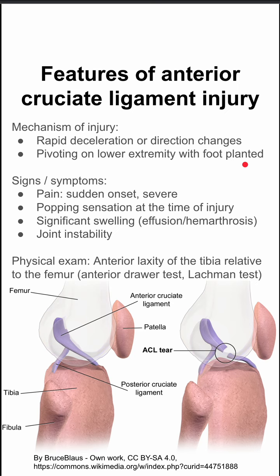On physical exam, there will be anterior laxity of the tibia relative to the femur, and you can notice this on anterior drawer test or Lachman test. By the way, here's a picture of an ACL that has been torn. You can see it's broken there.